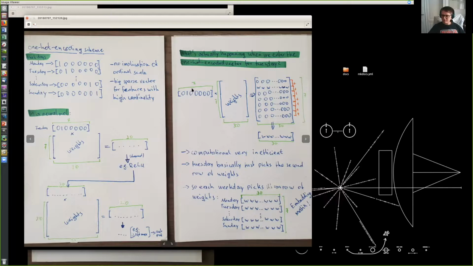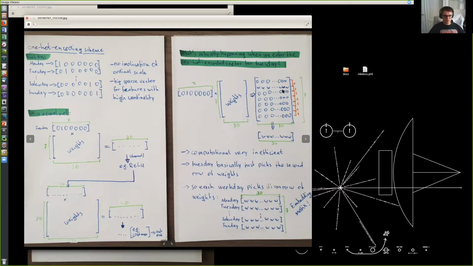Does that somehow make sense? And you train it, so you train this embedding matrix just like you would train a normal layer in a neural network with backpropagation. But you can do it much more efficiently when you know that for an instance where you have Tuesday, you only have this one row of weights. Everything else is for sure going to be 0.